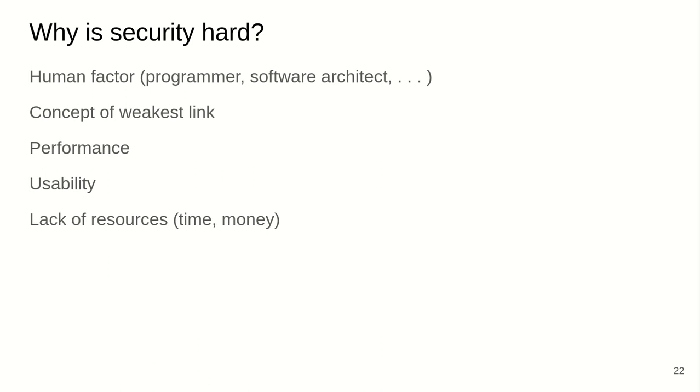Performance is another aspect. Security usually costs some additional resources, as in mitigations require time on the user's machine when they are being executed. Testing requires cycles on the developer end. Also, it may be hard to develop user-friendly security mechanisms. And we may not necessarily have the resources, as in time and money, to develop a sufficient amount of software security systems.